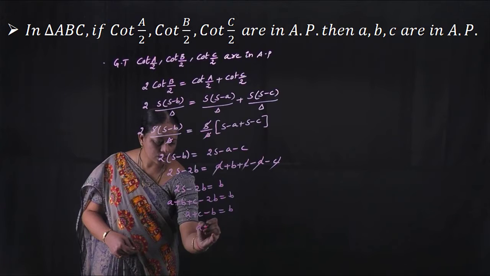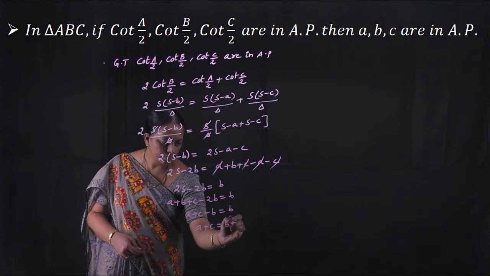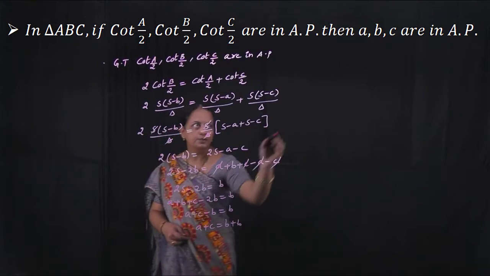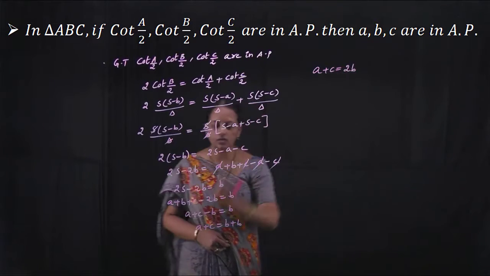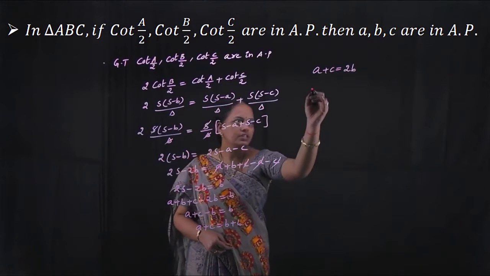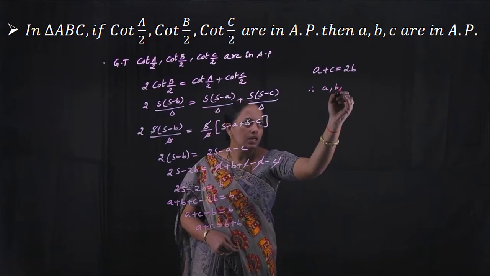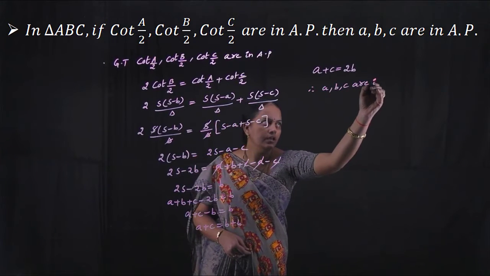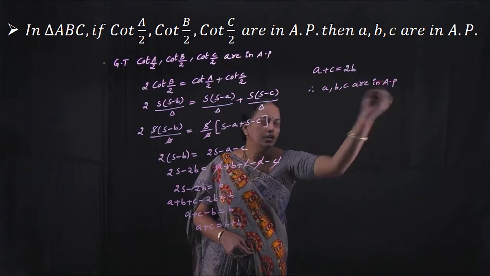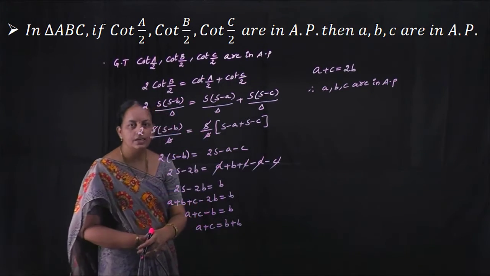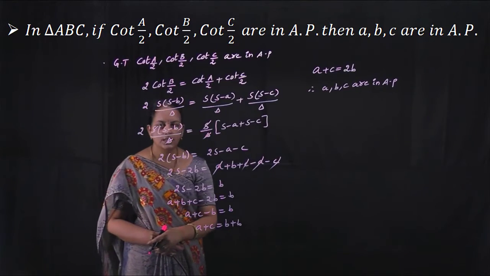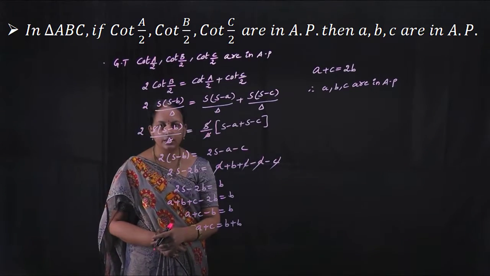A plus C minus B is equal to B. From this we can write A plus C equal to B plus B. Therefore, A plus C equal to 2B. It represents A, B, C are in AP. So if cot A/2, cot B/2, cot C/2 are in AP, then A, B, C are also in AP.